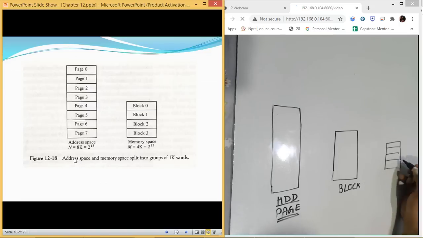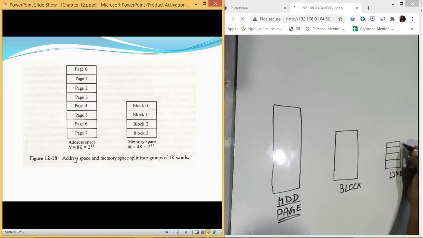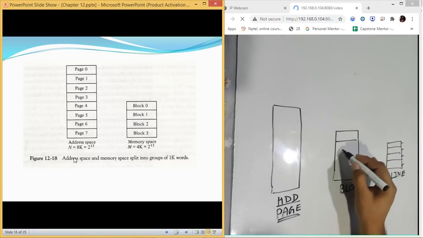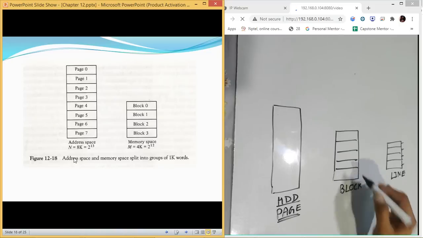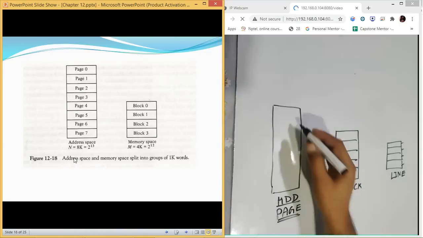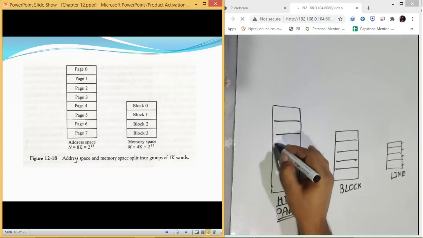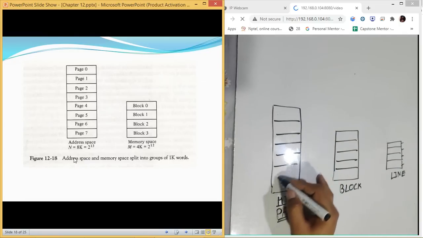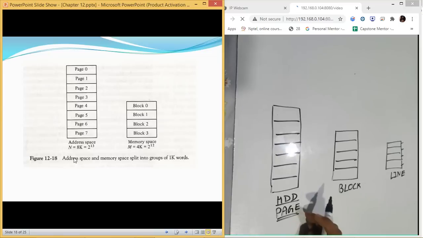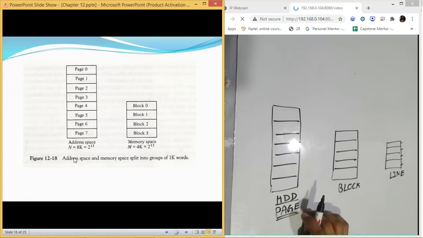There were storage blocks, and we call them lines. This is line zero, line one, line two, line three. Similarly, we were having block zero, block one, block two, block three, block four. Now, inside the hard disk drive, they will be known as pages. Instead of calling them blocks, we are going to call them pages.